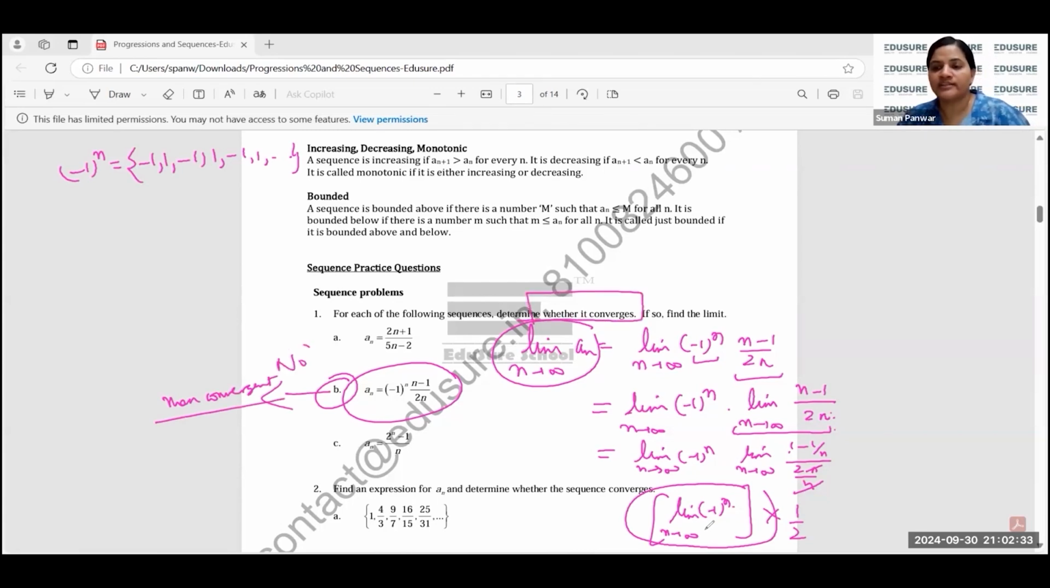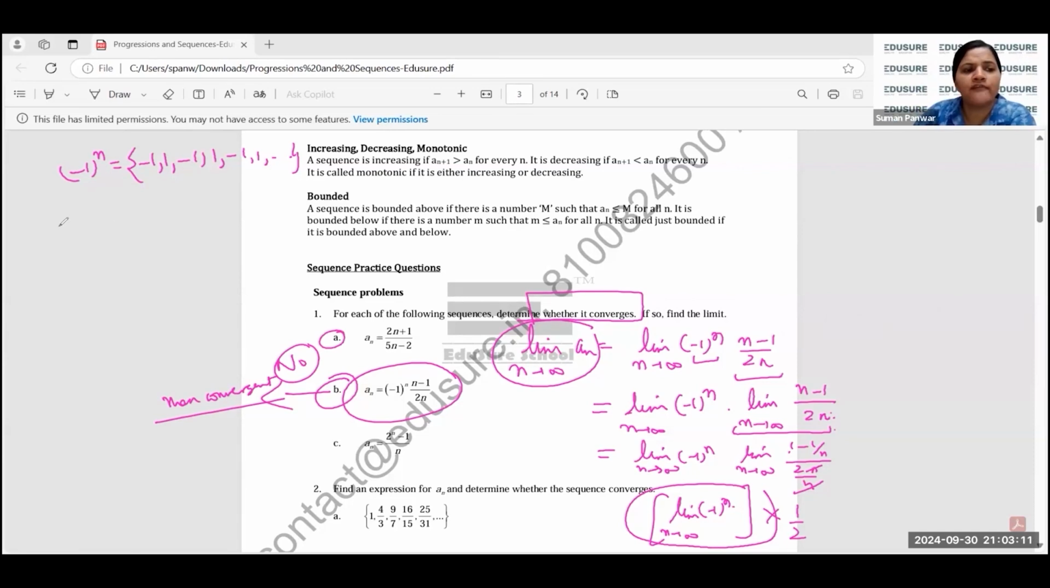They have not asked you whether it is going to oscillate. And if they ask you that, it is oscillating, it is not diverging. It will oscillate between plus half and minus half. But they have asked you to determine whether the series is convergent. So this series is not convergent. Therefore, we cannot find the limit also. In the first question, part A, it was convergent, and it was convergent to 2 by 5.